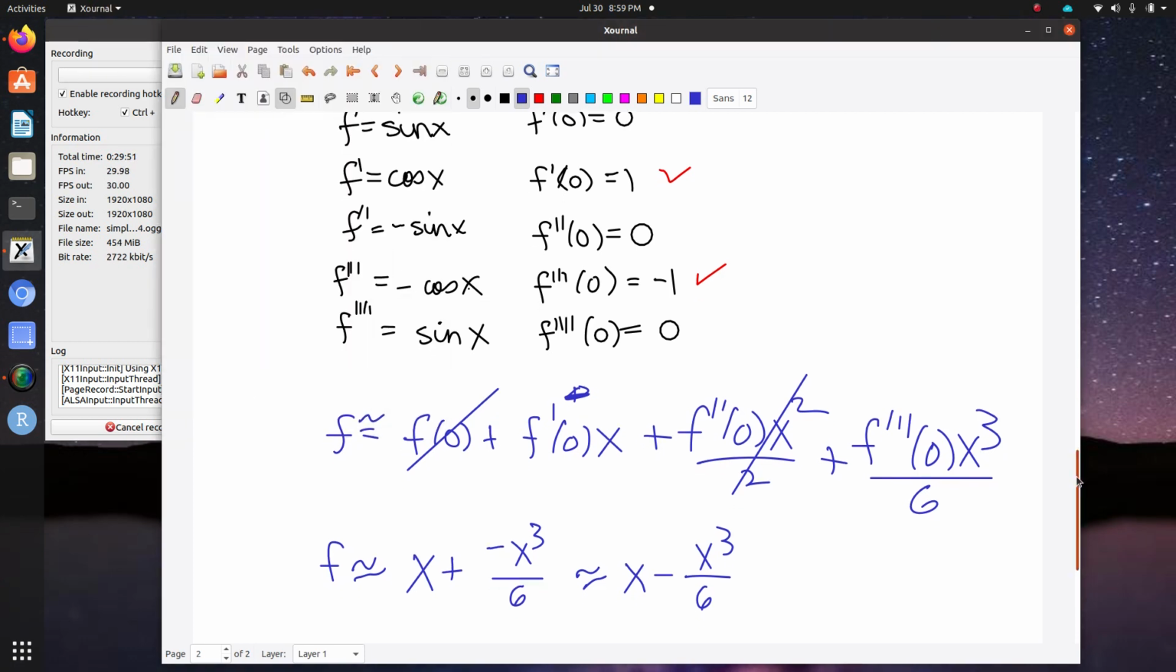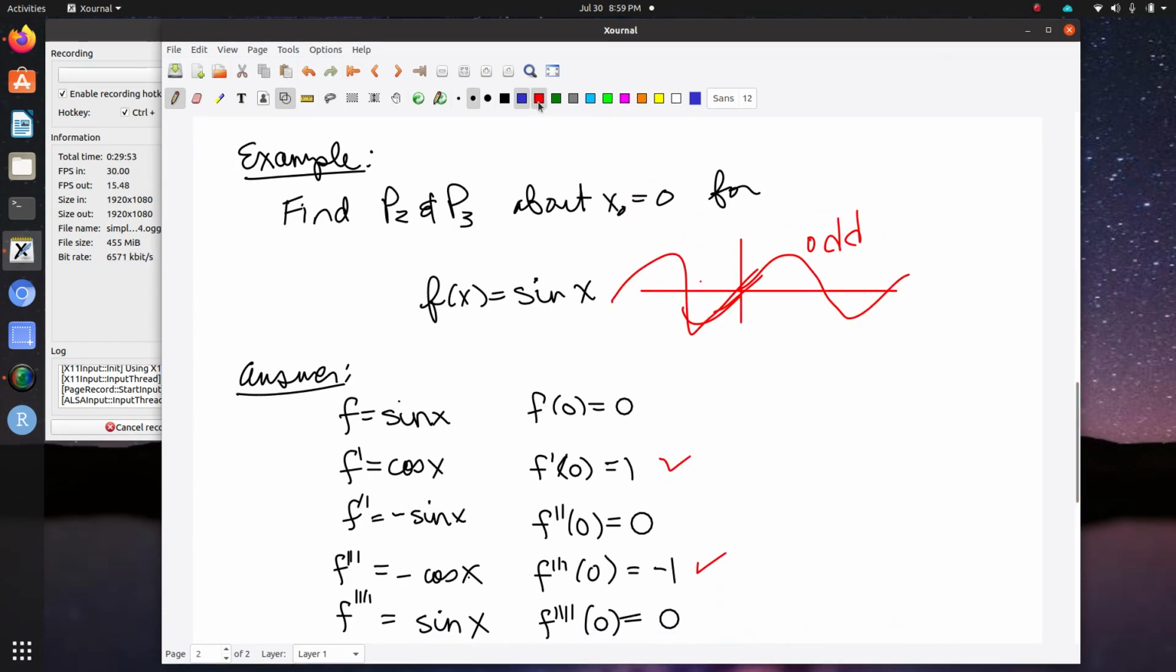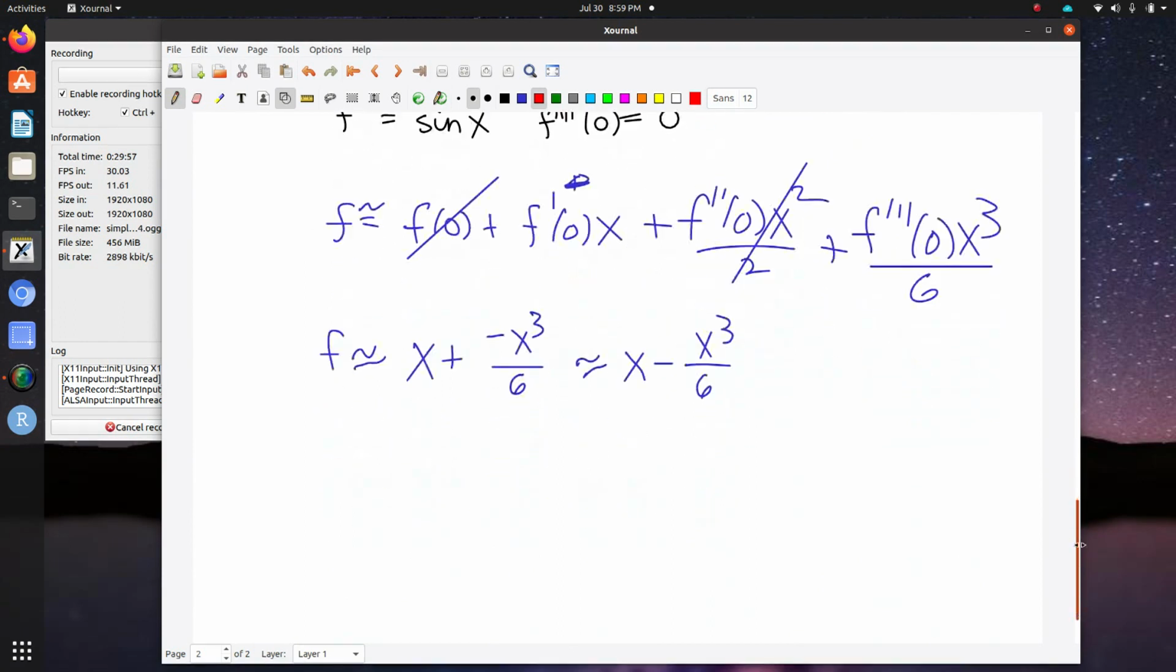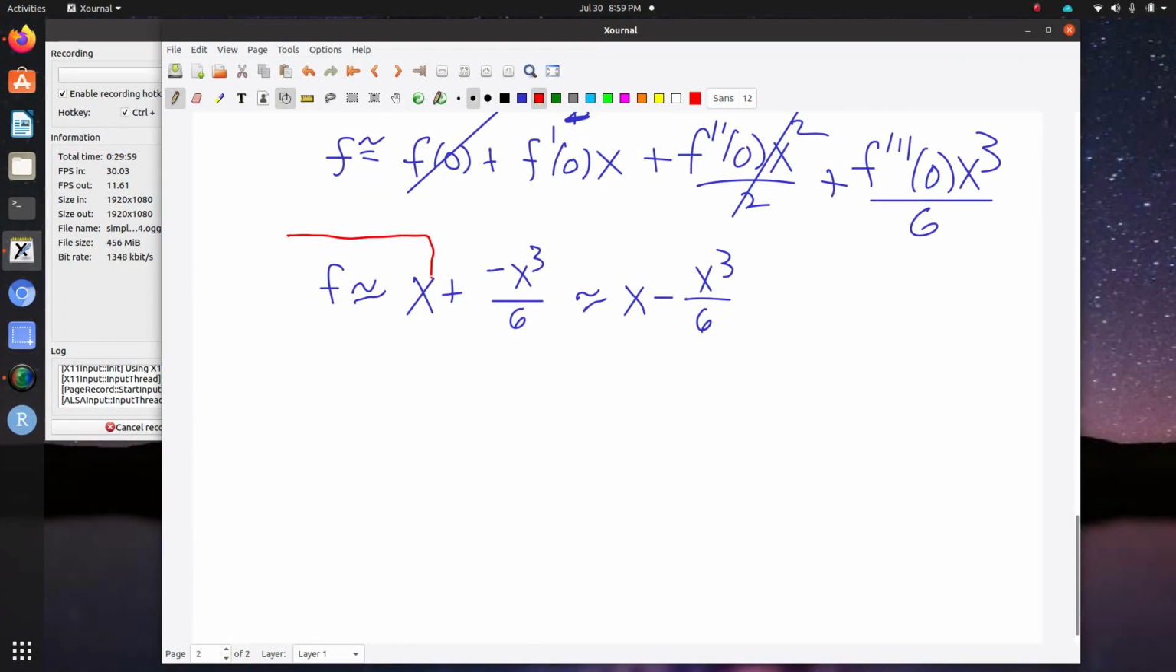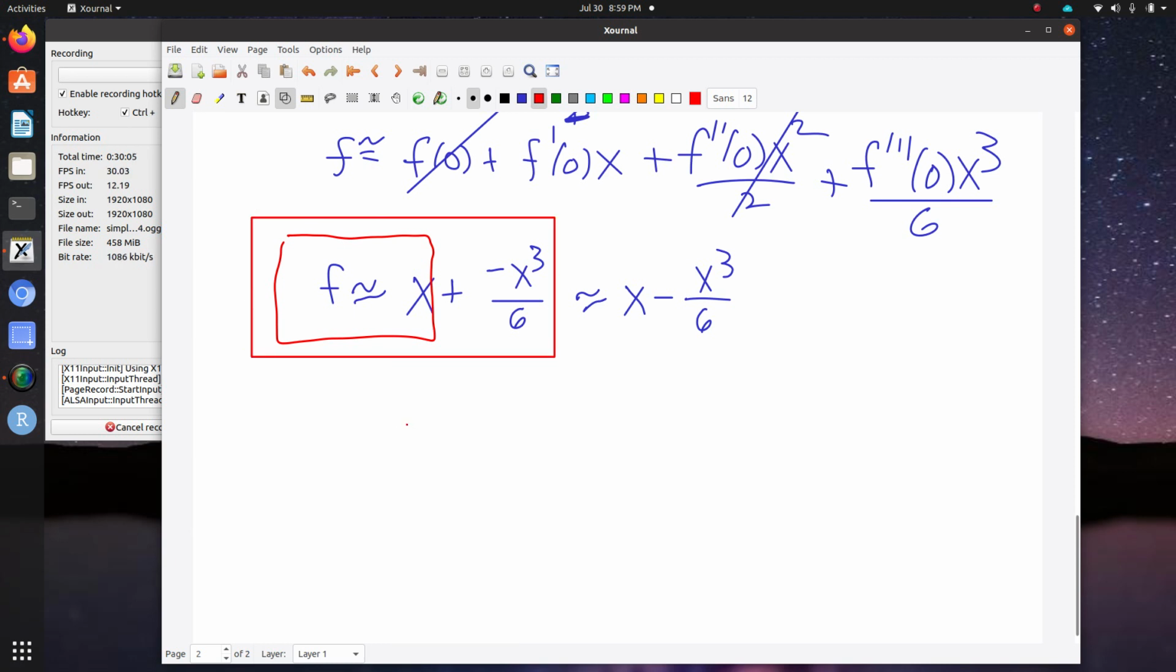Okay, except for this small problem here, I actually didn't label which was which. I actually just found P3. So this part right here is P2. And then this whole part is P3. So P2 is just the x, and then P3 would be x minus x cubed over 6. Okay?